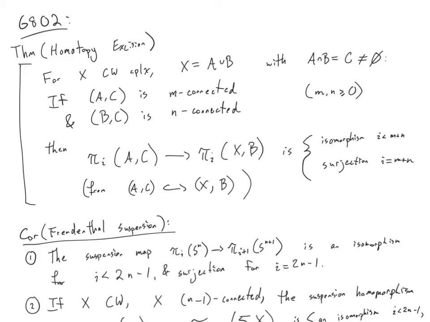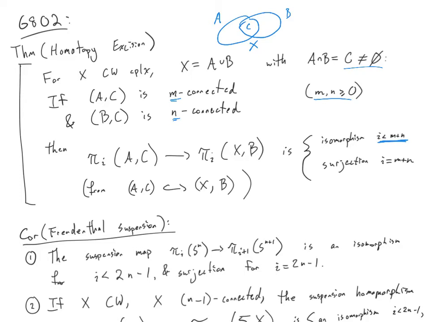So the critical thing is if you have a complex that's decomposed into two subcomplexes. So I've got this A, B, here's C, and all of this is X, right? Then, and we're requiring our intersection to be non-empty, if the pair A, C is M-connected, so its homotopy groups of the pair vanish below M, and B, C is N-connected, and both of these are required to be non-negative integers, then the induced map from the pair A, C to X, B is an isomorphism in a range.